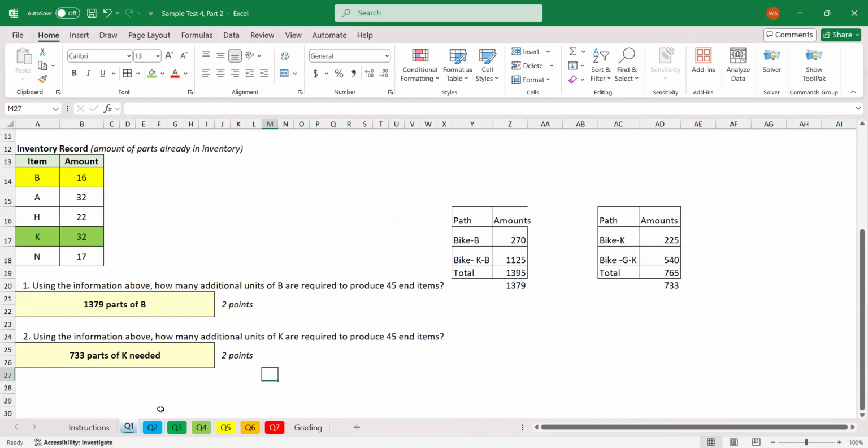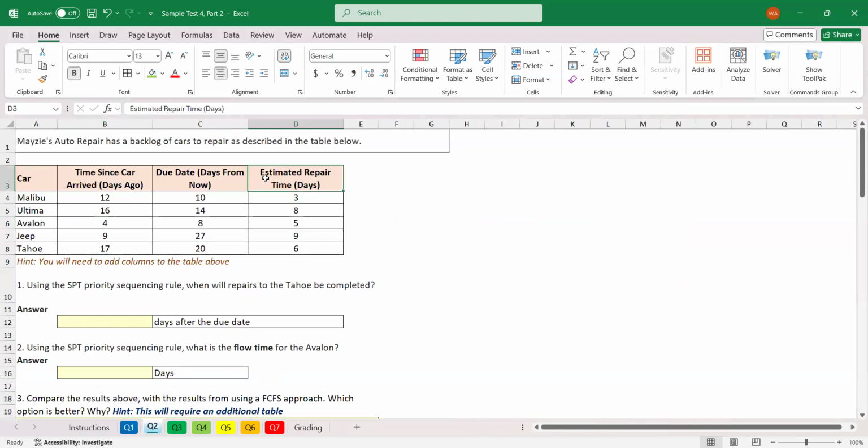Let's move on to question 2. Question 2 is about how do we go about determining flow time, how do you go about determining days past due, and which option would be better between typically the SPT, the EDD, and the FCFS, right? So the shortest processing time, or the earliest due date, or the first come, first serve sequencing decisions. That's what this question here is going to be about.